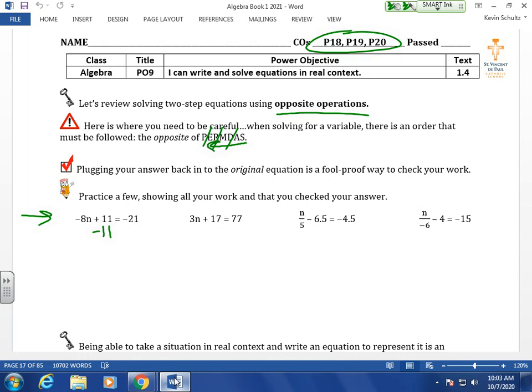And why this works is because if you have 11 and you subtract 11, what does that get you? 0. These end up canceling out, right? 11 minus 11 is 0, and so all we have left on the left side of the equation is that negative 8n.